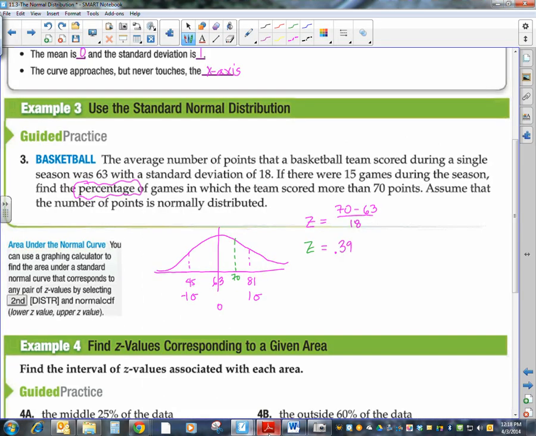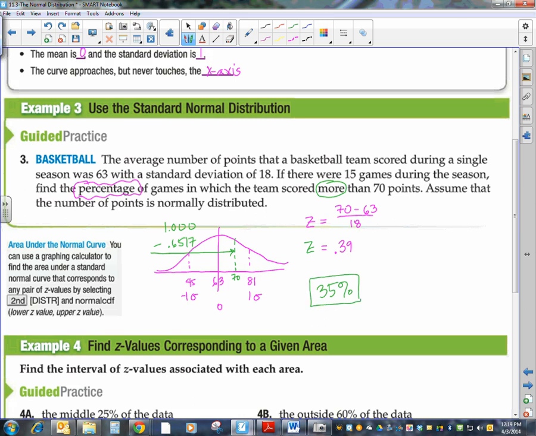So that tells you that from here all the way to there is 0.6517. Okay, so they're asking us then in this problem, what percentage was more than 70 points? Okay, obviously this represents less than 70 points, so you would subtract this number from 1, and 1 minus that number is going to give us a percentage of approximately 35%. So that's what your answer will be.